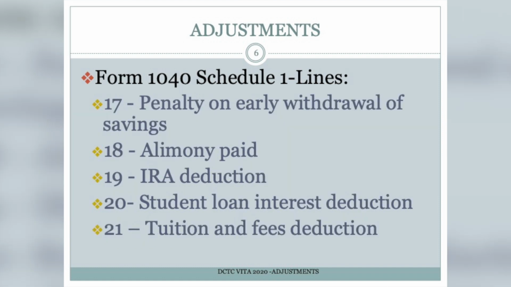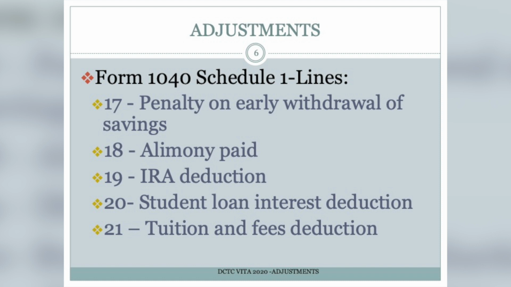Line 17, penalty on early withdrawal of savings. Well, that amount is likely to show up on the informational document or the source document Form 1099-INT, which we've already seen in the income segment. Line 18, we spoke to this in the earlier income segment as well. Recall, alimony received is taxable as reflected from the Income Quick Reference Guide on page D-1 in Publication 4012.